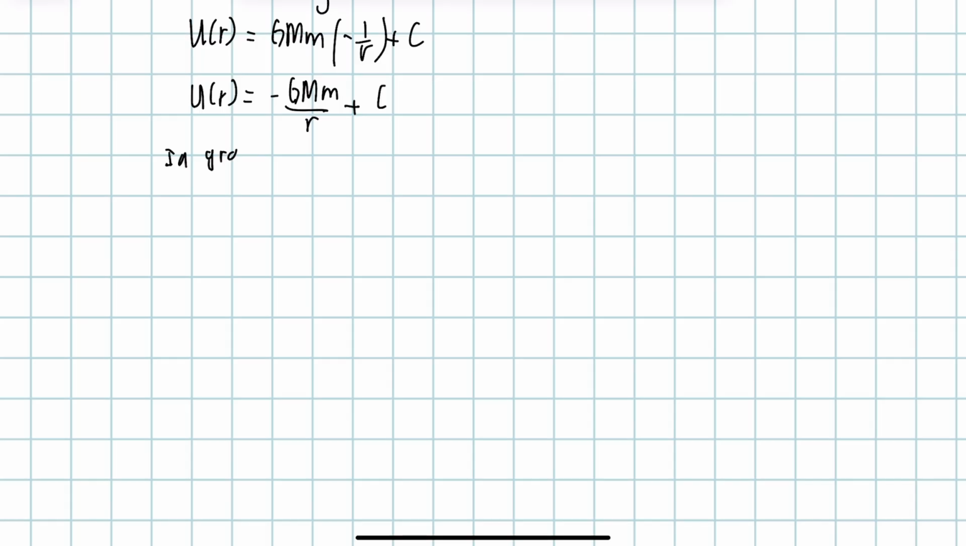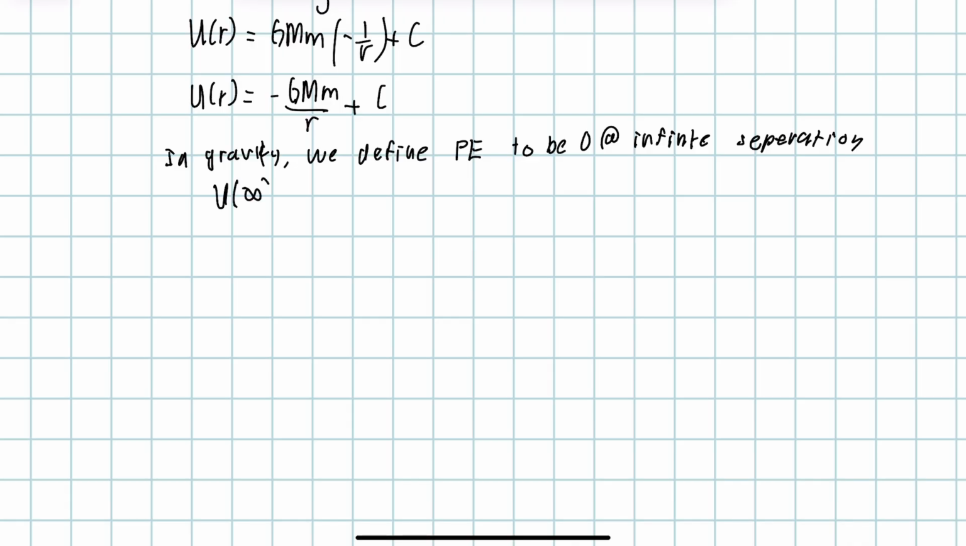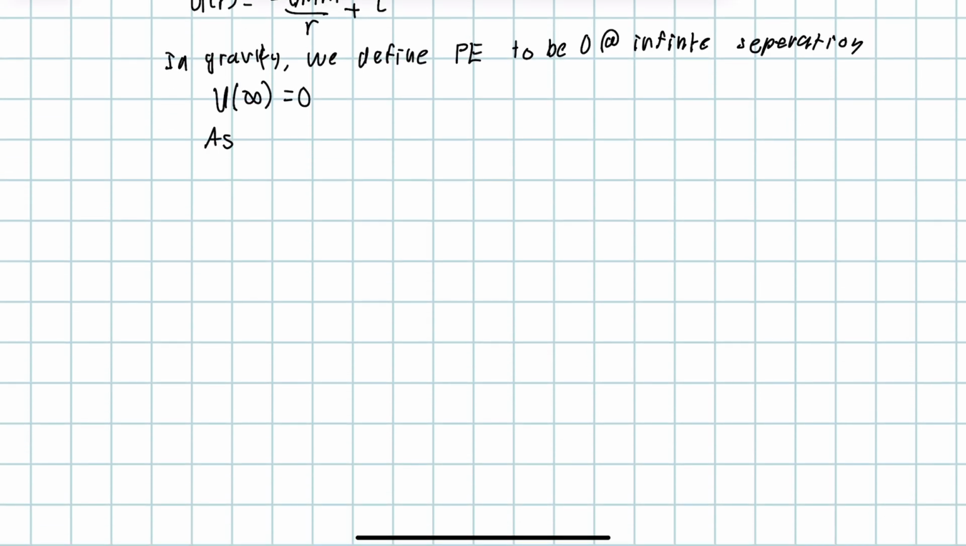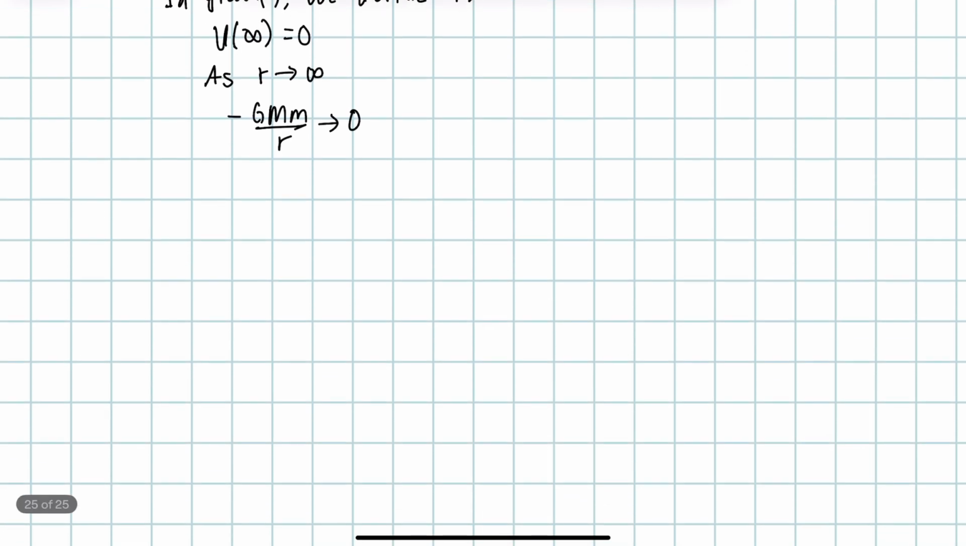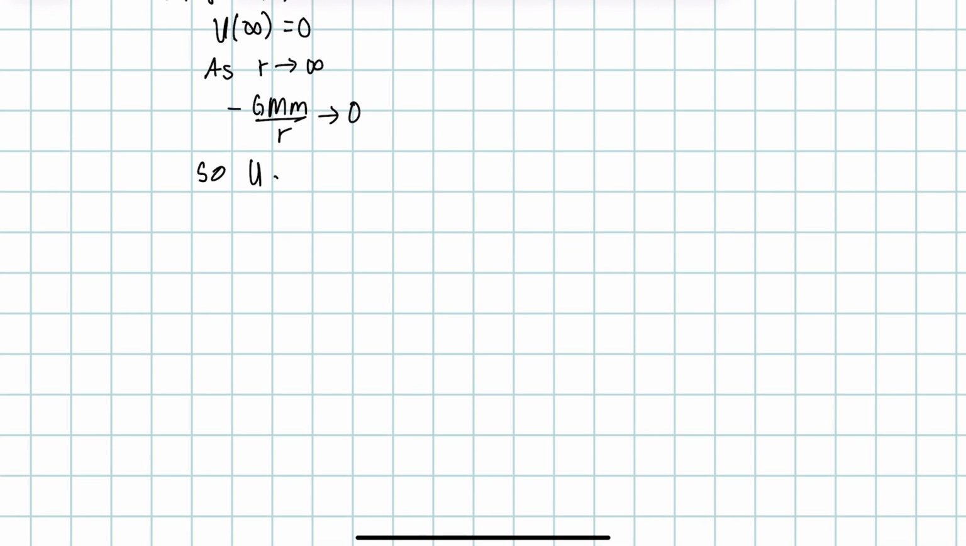Now that we have this, we know that in gravity, we define potential energy to be 0 at infinite separation. So we're going to plug in r equal to infinity. So U of infinity is equal to 0. So now we find the limit. Basically, as r approaches infinity, negative G M m divided by r approaches 0. So we have that U_G of r is equal to negative G M m divided by r, and the constant is equal to 0.